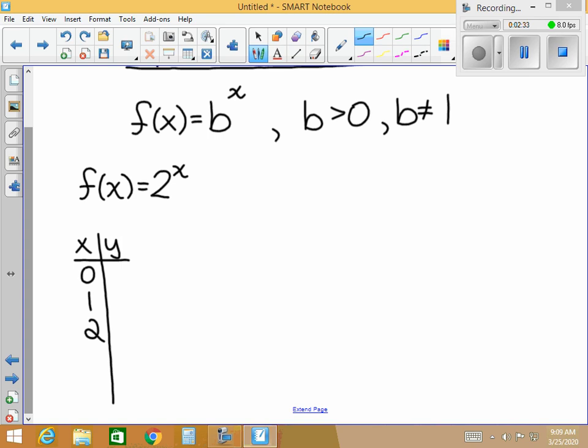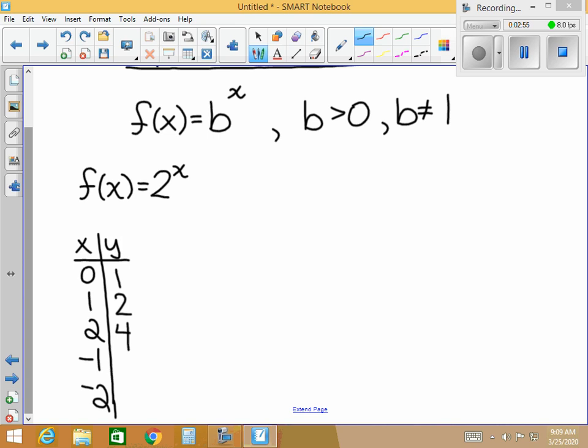So 2 to the 0 power is what? No, it's not 0, it's equal to 1. Anything to the 0 power, remember, is equal to 1. 2 to the first is 2, and 2 squared is 4. We should also pick some negative numbers, maybe -1, -2, and I'm out of room.